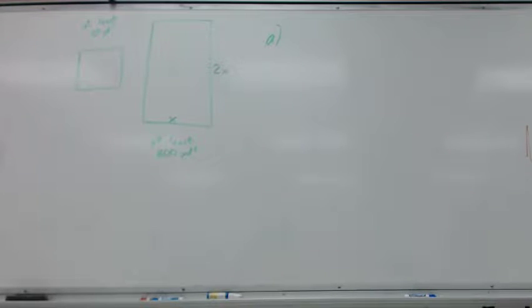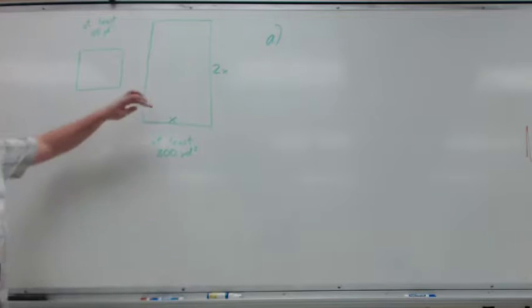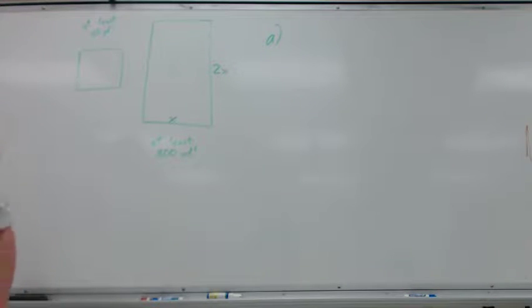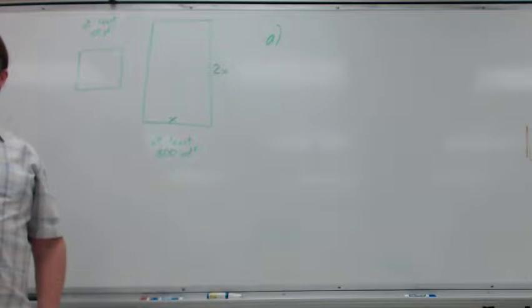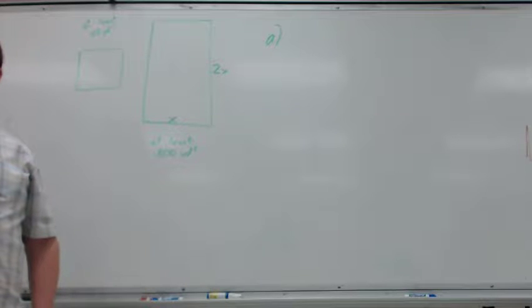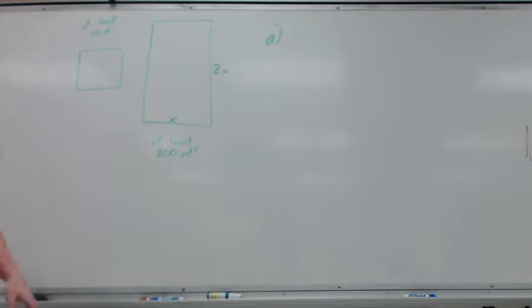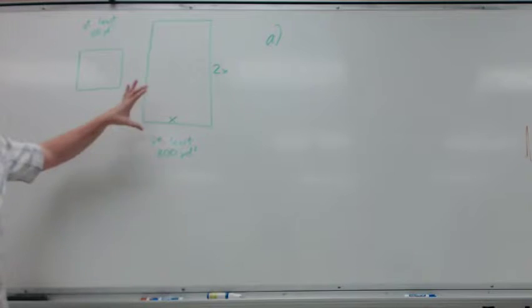Alright, what do you think? Is the min 20 and 40? Oh, yes. The minimum value of x is 20. Why? Because that's the lowest number to get 800 whenever you double it. Good. We have to have at least 800 yards. So it can't be smaller than that.